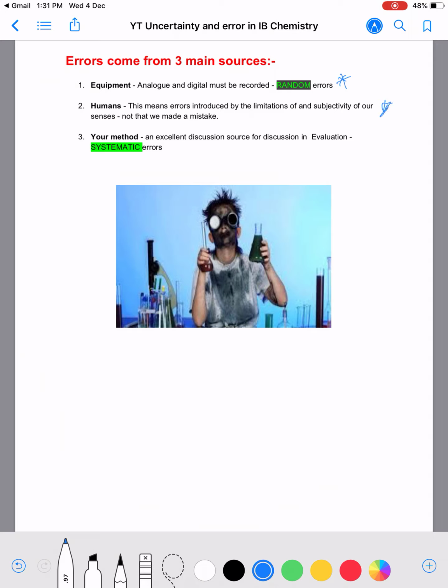Humans, that's you. These are the errors and limitations and subjectivity of our senses. Not that we made a mistake. This is a common misunderstanding. It's not I dropped something. It's not I failed to do something. It's not I forgot to measure something. It is, little TOK moment here for you, the limitation of your senses on the ability to monitor a reaction.